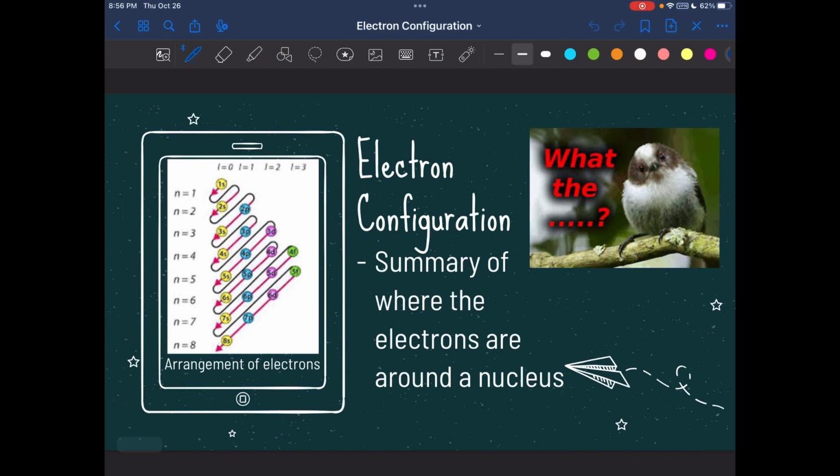Now, what in the world is electron configuration? Just by looking at the left side, it looks very gibberish. It looks like a lot. But technically, electron configuration is a summary of where the electrons are around a nucleus.